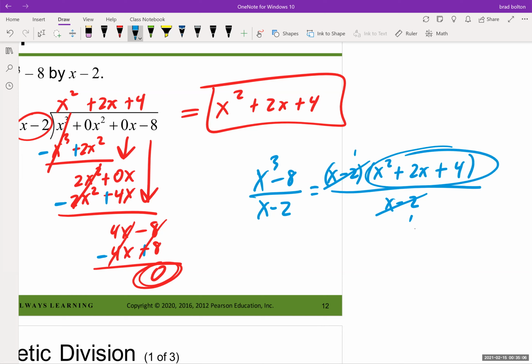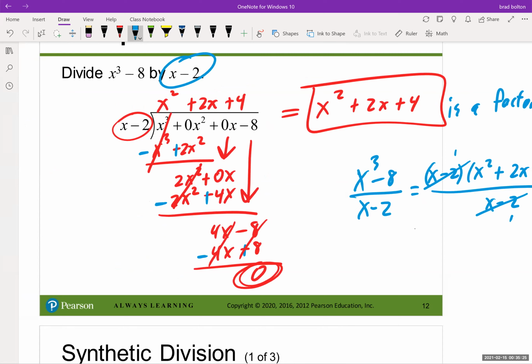And what a factor means is it's one of the things that you could build something through multiplication, but you can also use division to check it, okay? So we do know, in fact, this is a factor of x cubed minus 8, but so is this. This is also a factor. And this was all told to me because I got a remainder of 0.